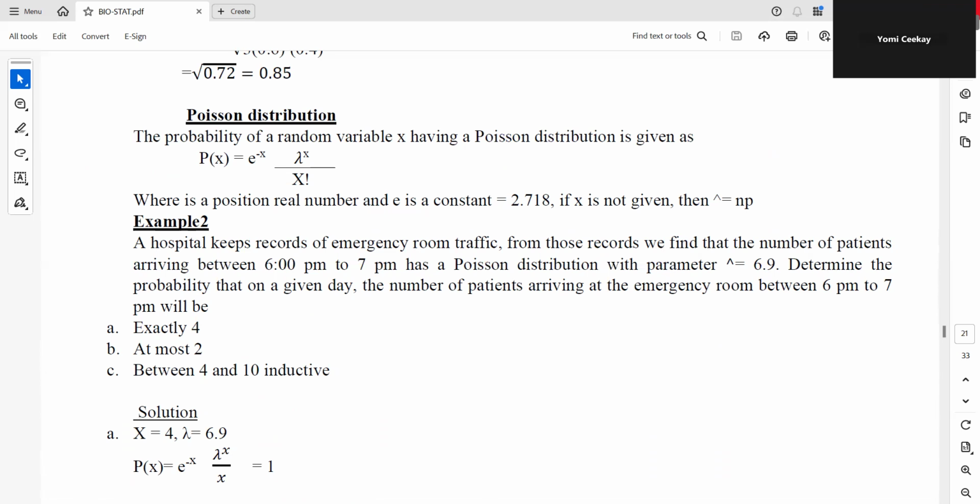For example, I have 3 factorial. 3 factorial is multiplication downwards. That is 3 times 2 times 1. 5 factorial will be 5 times 4 times 3 times 2 times 1. So that is factorial.